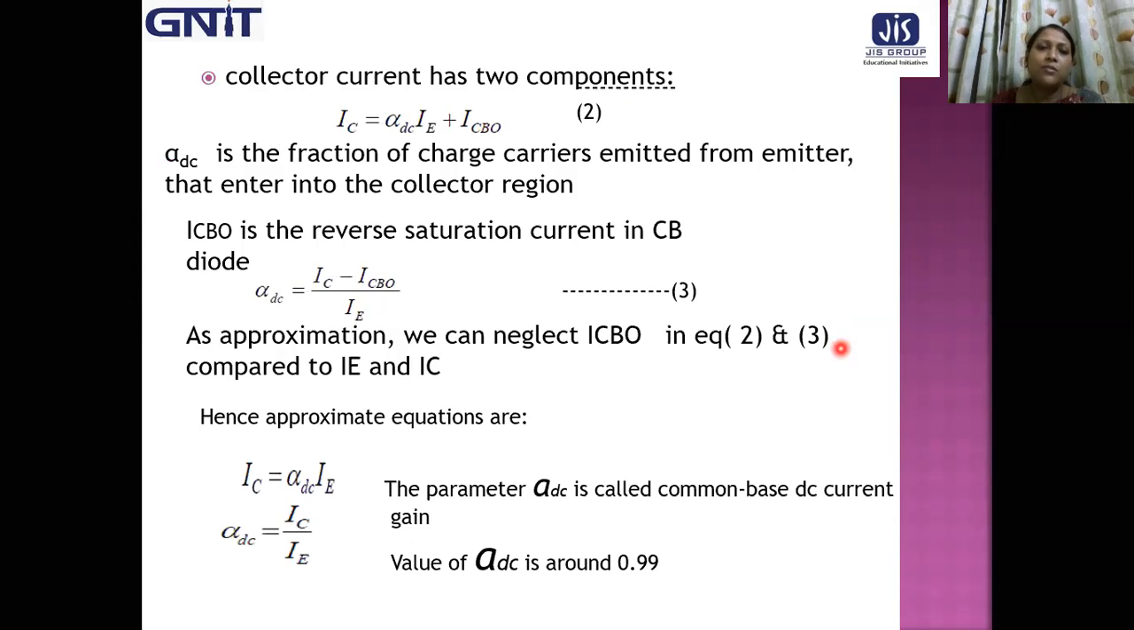These are the general formulas. IC equals alpha IE plus ICBO, and ICBO is responsible for minority current flow. So alpha DC is nothing but IC minus ICBO by IE. Now IC equals alpha IE, so alpha equals IC by IE. The general value of alpha is around 0.99, but the general value of beta can be 500, 900, whatever.